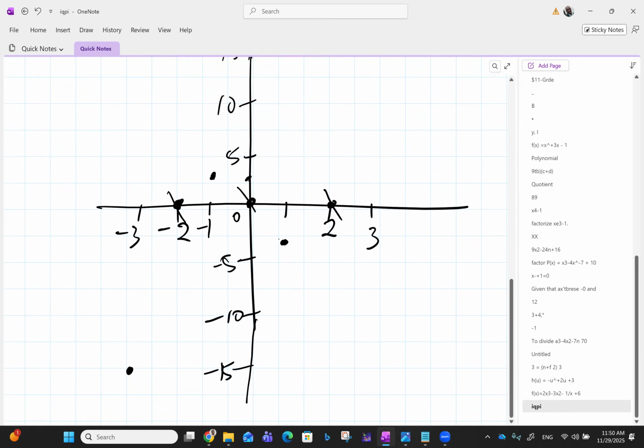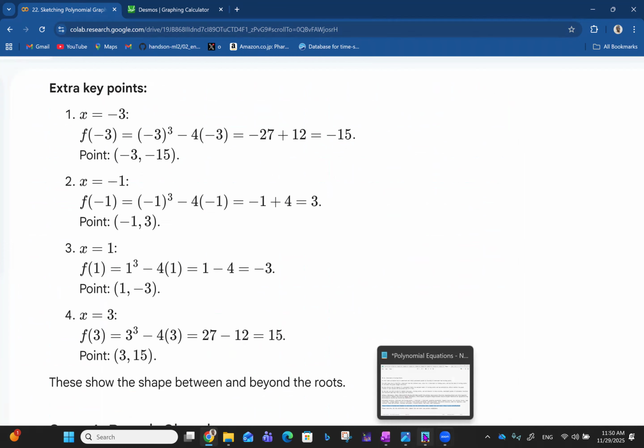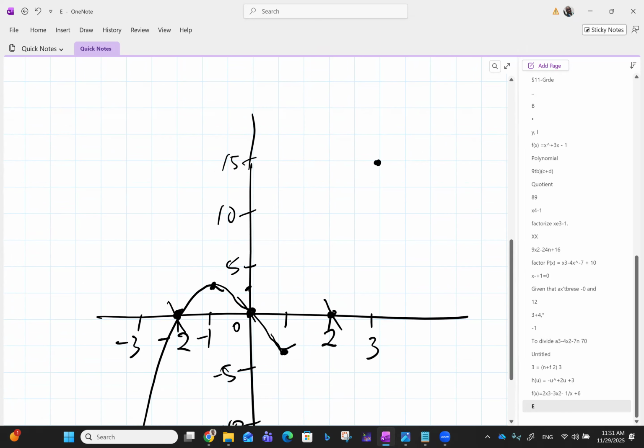So take note of all the points now. With all of that in place, we can then join up beautifully. This shows the shape between and beyond the roots. So we have this, and then this. Here we see a maximum point around here. We have a maximum point, that is -1, 3, sorry.